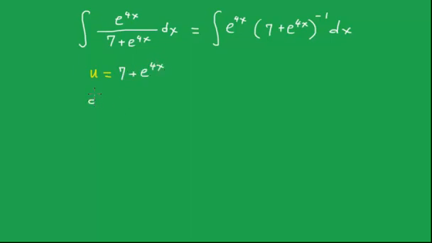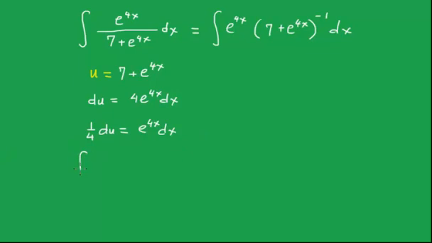And right away we take the derivative. 7 plus e to the 4x: derivative of 7 is 0, and derivative of e to the 4x is 4 e to the 4x dx. And we can divide both sides by 4, so that we get 1/4 du is equal to e to the 4x dx. Remember, we keep the x's on one side and the u's on the other side.